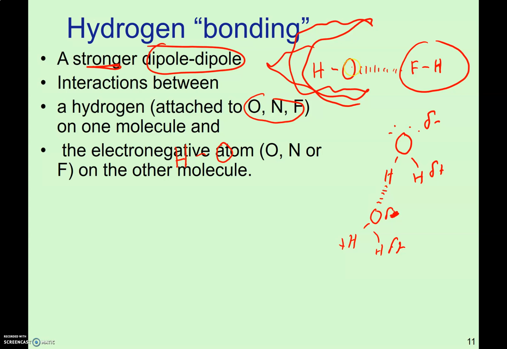So actually, I did this wrong. There should be a hydrogen here and an O here. So to hydrogen bond, let me summarize again because I made a mistake. You need a hydrogen attached to a very electronegative element, and then this hydrogen can hydrogen bond to an atom that is very electronegative, either O, F, or N, on another molecule. And this is a very strong force called a hydrogen bond.